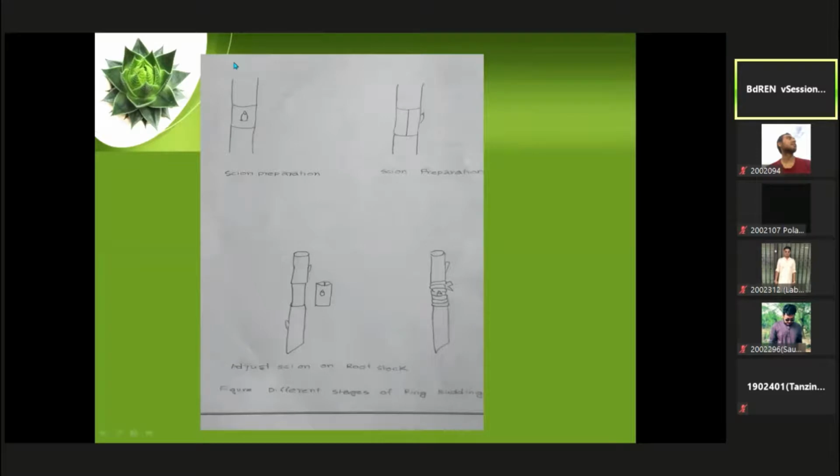Lutfur Rahman, okay. Lutfur Rahman, 116. Yes, sir.